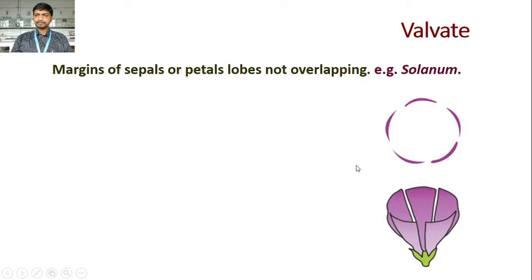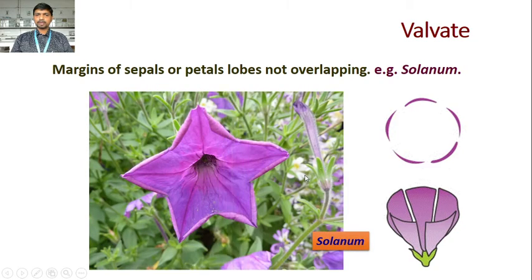For example, in solanum, the petals are free, they are not overlapped by the other petal. Such type of estivation is the valvate estivation. This is the photograph of solanum, where the petals are united. It is the gamopetalous corolla. Here this is one petal, this is another. How many petals are there? 1, 2, 3, 4 and 5.